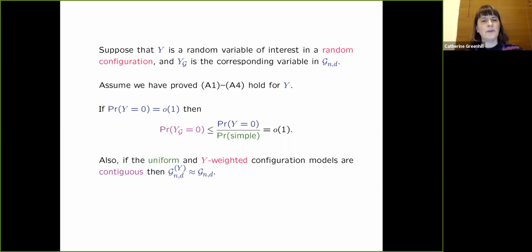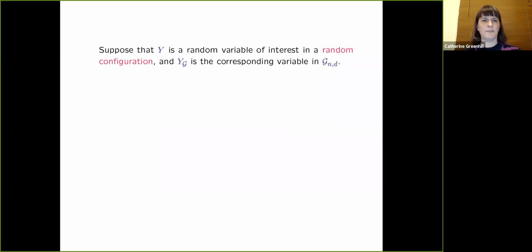And it's also not difficult to check that if you're interested in contiguity and you know that the uniform configuration model is contiguous with the Y-weighted configuration model, then that also lifts to the graph world, because the small subgraph conditioning thing is set up so that you can very easily condition on short cycles having particular values. So you just have to condition on no 1-cycle, no 2-cycle, and now you've got a simple configuration, as we'll see. So those two are easy, okay?